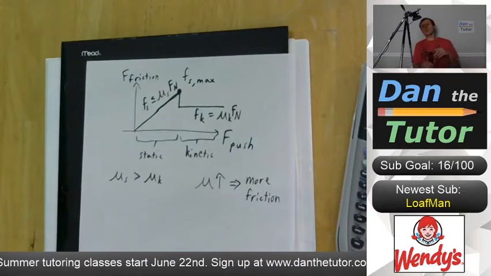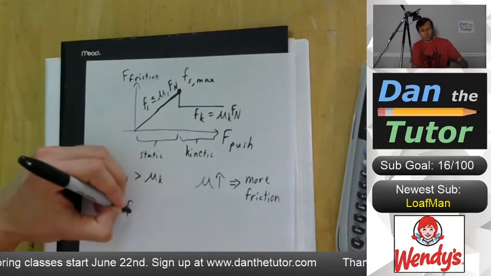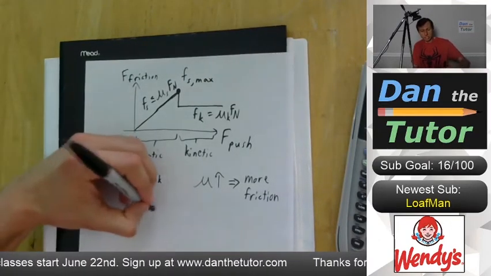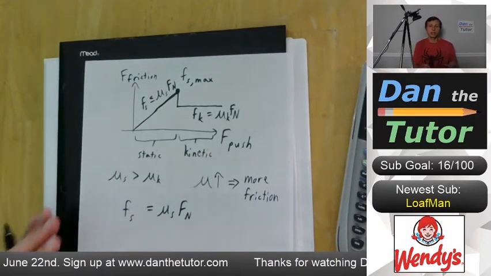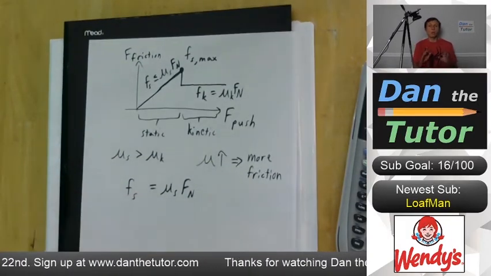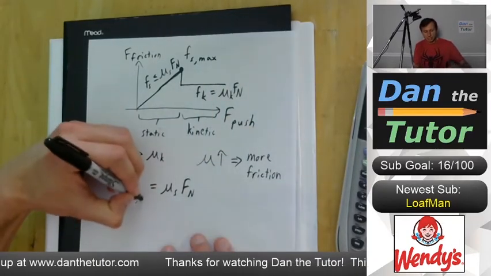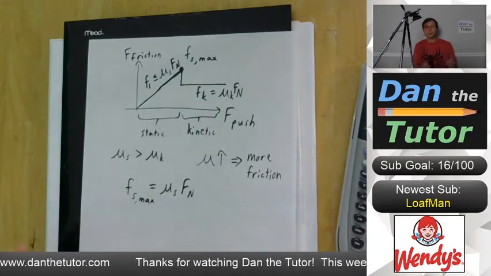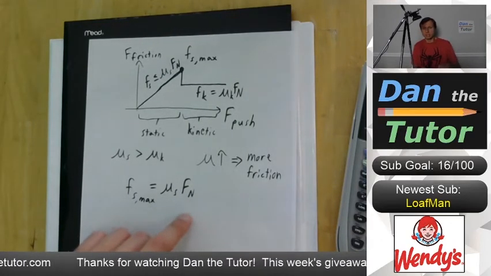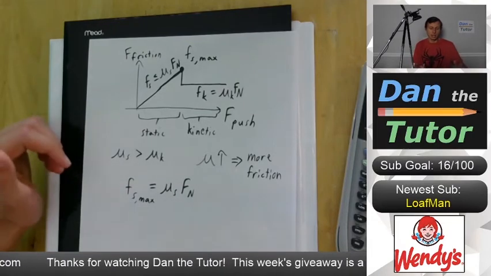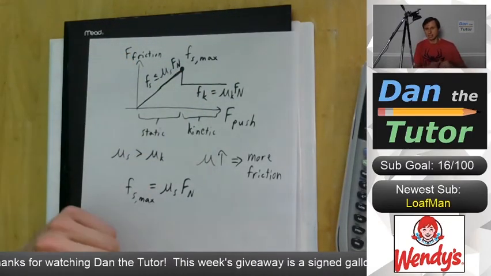There's actually exactly one point where the static frictional force is exactly equal to mu s times the normal force, and we can actually plug it into an equation. The only time we can do that is at this point right here, Fs max. When we're talking about the max static frictional force, that's the only time it's equal to mu s times the normal force, the max static friction that it can handle. After which point, once again, it goes to kinetic, and the rest is history.